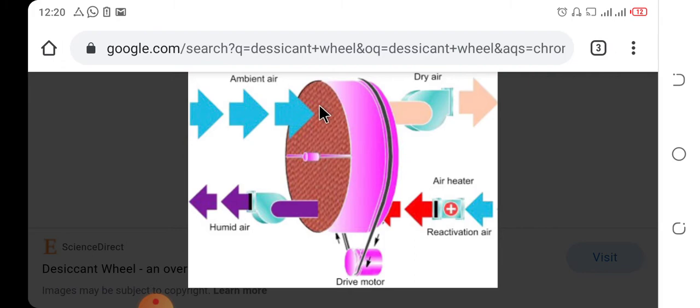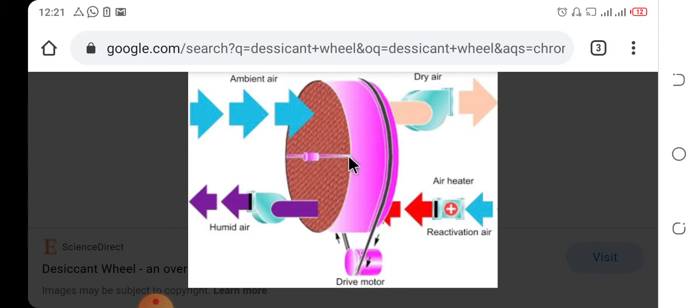And you can see that the silica gel in this portion has some capacity to absorb water molecules. When it absorbs 100% of its water molecules up to its capacity, it cannot hold more humidity or more water molecules. So we have to continuously regenerate it. How can we regenerate it?